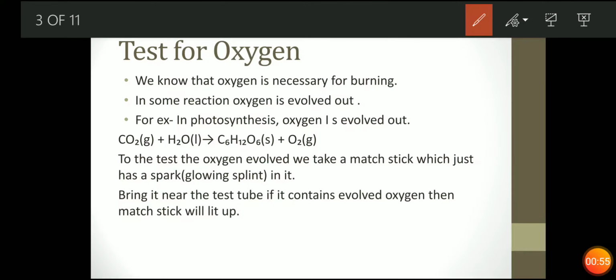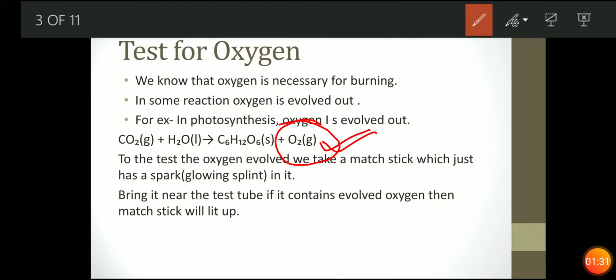Like in photosynthesis, you see carbon dioxide plus water. This G means it is in gaseous state. With H2O, I have written L, that means it is in liquid state. So when CO2 plus H2O react together in the presence of sunlight, they form glucose, which is in solid form, plus oxygen gas. So how will you detect that this oxygen gas is evolved is the main topic.